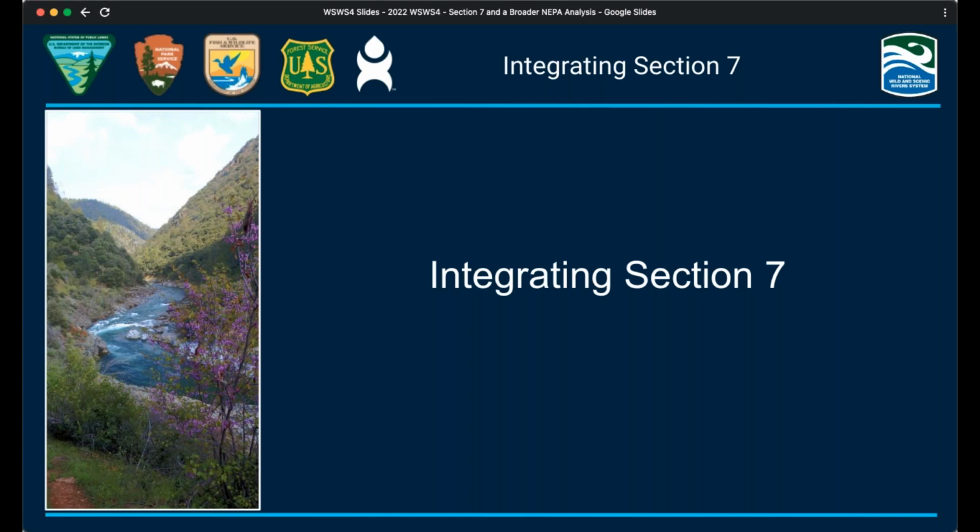So we're going to pivot a little bit here and look at the relationship between the Section 7 process and NEPA.